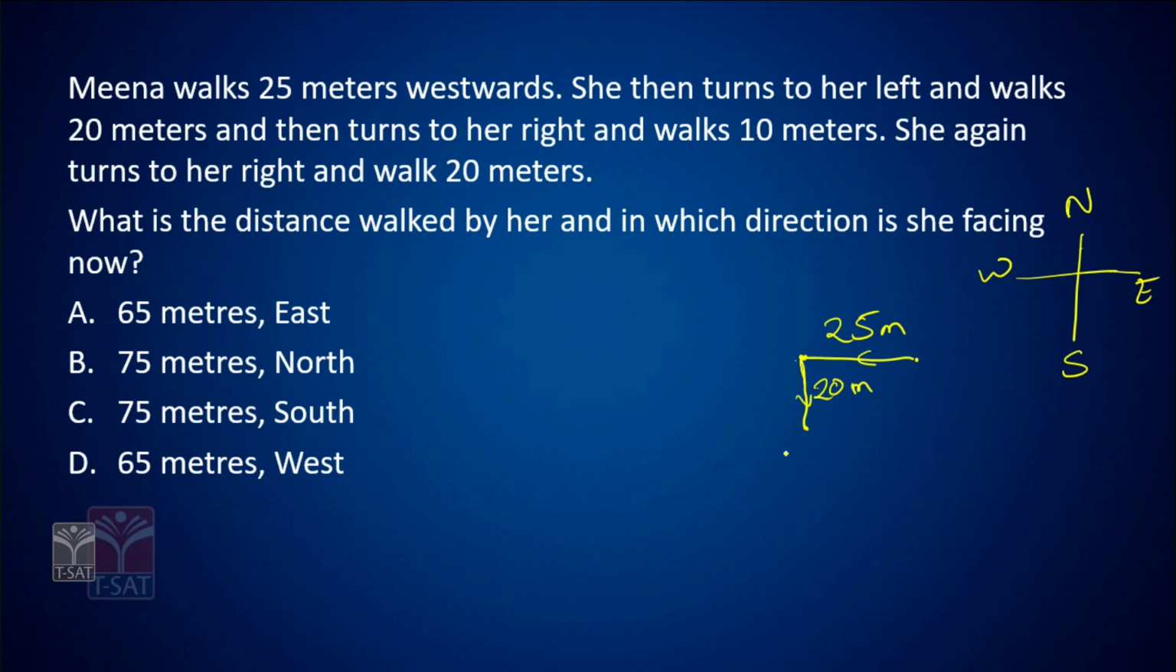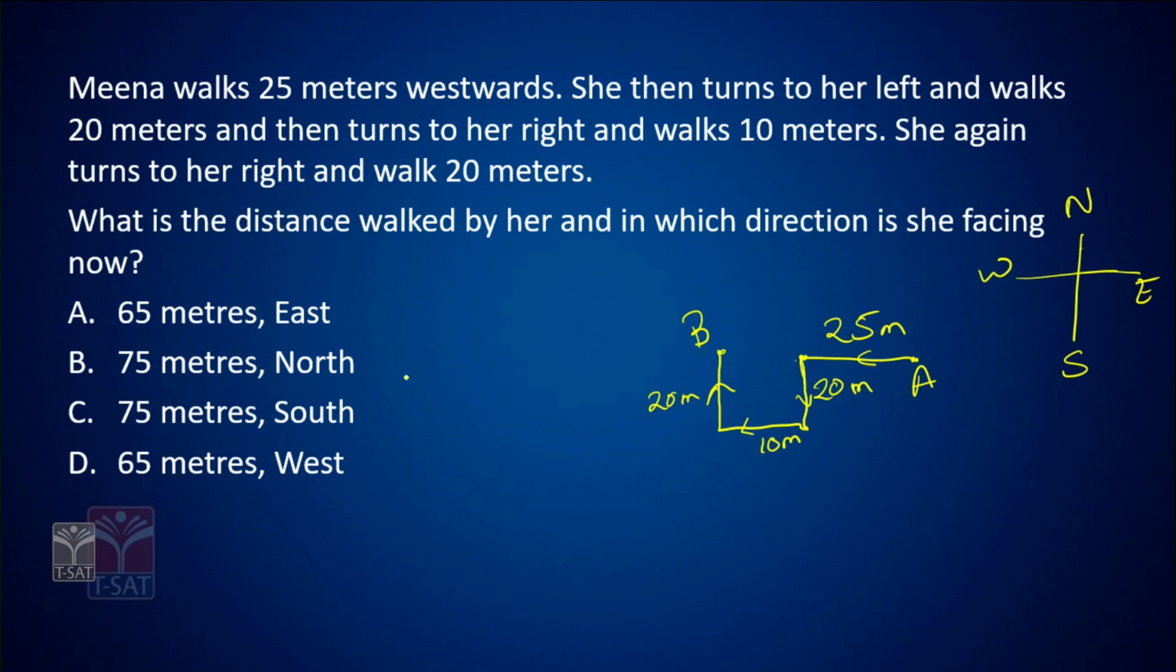Now she turns to her right. From here, if she turns to her right, she will be walking westward again. So she walks again 10 meters in this direction. And she again turns to her right and walks 20 meters. So from here, if she turns to her right, she will again walk northward. So here she walks again 20 meters. So basically this is her starting point A, this is her ending point B.